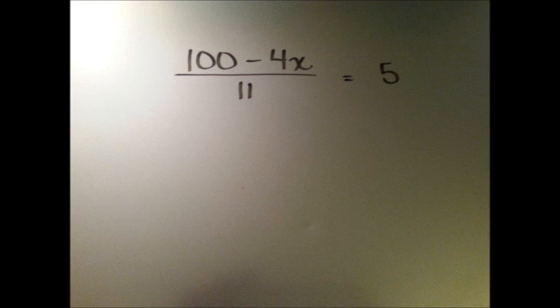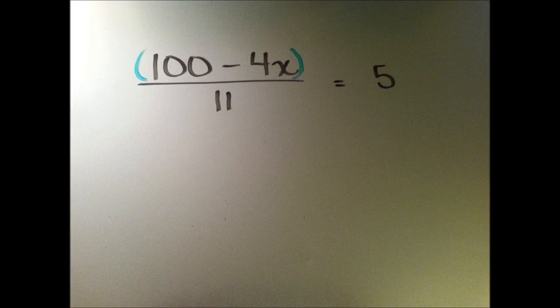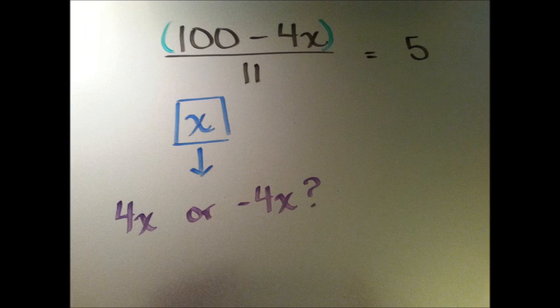Let's take a look at another example. In this example, we have 100 subtracting 4x, and all of that is divided by 11, giving us a value of 5. This is a good time to think about our invisible brackets again, and a good time to draw them in. So thinking of our invisible brackets, we can see that we're going to have to build 100 subtracting 4x first. We start with x.